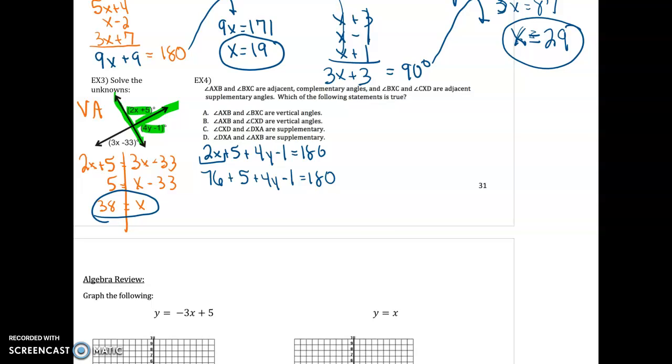And so what I'm going to do is clean up the left side. I'm going to combine my like terms. So 76, whoa, did not mean to do that. Let's erase that. Let's put our 76 back. So 76 plus 5, that's 81. Take away this 1, we're back down to 80.